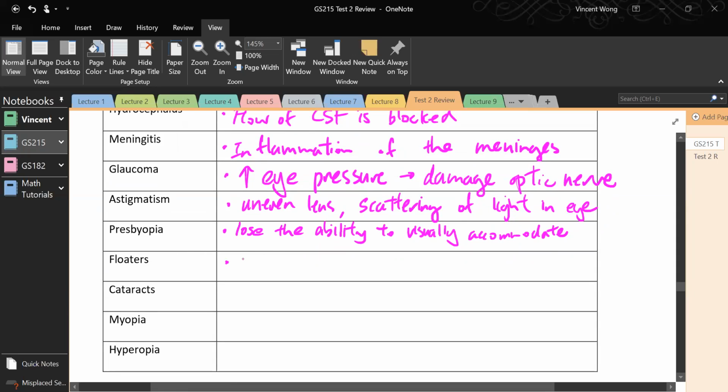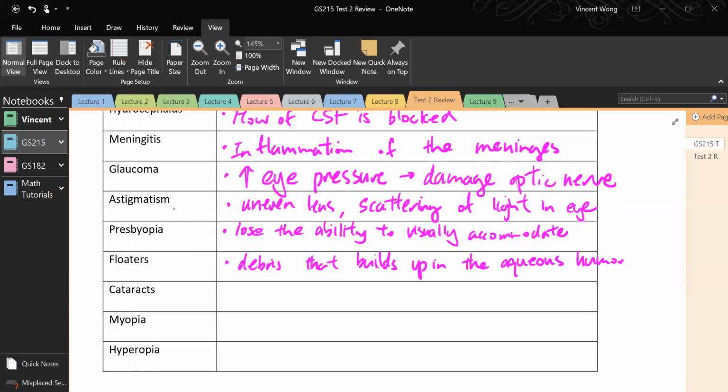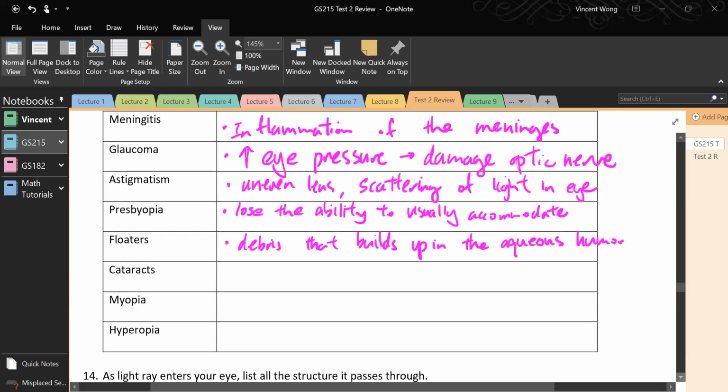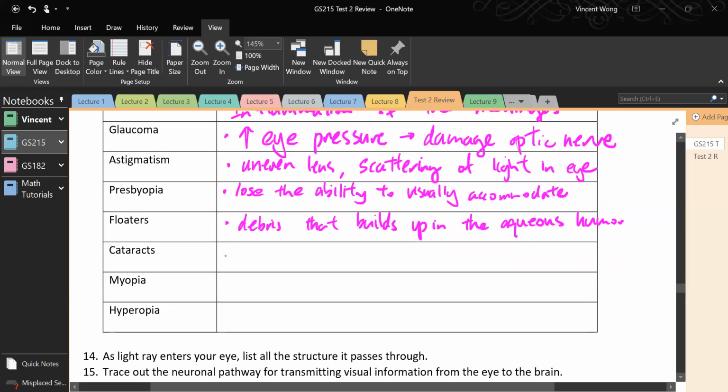Floaters, these are basically debris that builds up in the aqueous humor. Okay, that's the fluid that's between your lens and your cornea. Okay? And people with bad eyesight tend to have more floaters. Today is a bright sunny day, so if you look out your windows, look at the sky, and you blink a couple of times right now, and if you see things flying across your field of vision, those are basically floaters. You would know if you have floaters, okay, because they're pretty annoying.